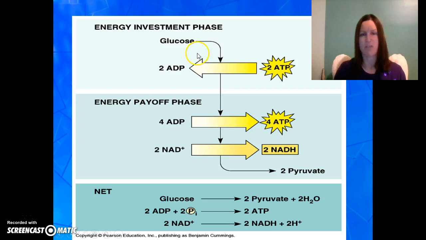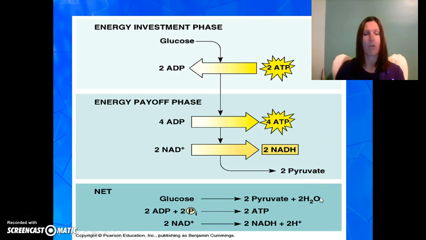The energy investment phase. Again, we have to put energy in to break that bond. So we're going to see 2 ATP being used to break that glucose. The energy payoff phase. Well, we're going to take 4 ADP and phosphorylate them to make 4 ATP. And we are going to reduce NAD, which means it's going to gain some electrons, gain some hydrogens, and make 2 NADH. And we are left with 2 pyruvate from that glucose molecule.